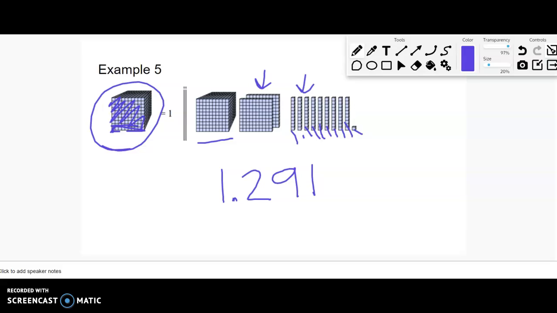This is just one way to visualize these little thousandths and hopefully get a better idea about how they just keep getting smaller. Let me know if you need help. Good luck.